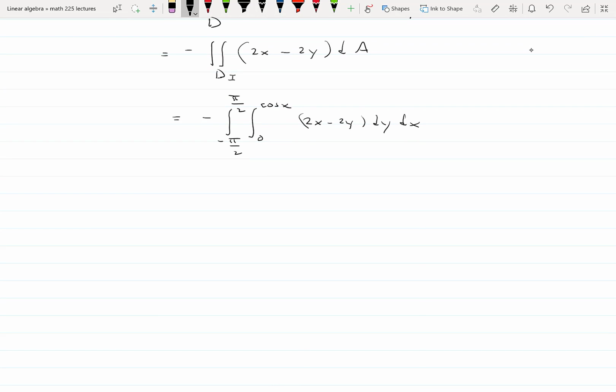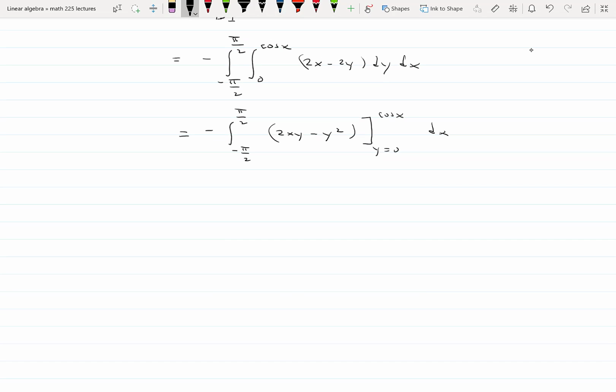Okay, so this is the integral from negative pi over 2 to positive pi over 2. The integral of 2x with respect to y is 2xy. The integral of 2y with respect to y is y squared, as y goes from 0 to cosine x, and then integrate that with respect to x. So let's keep going. Y is cosine x, so 2x cosine x minus cosine squared x. And at 0, we get 0.